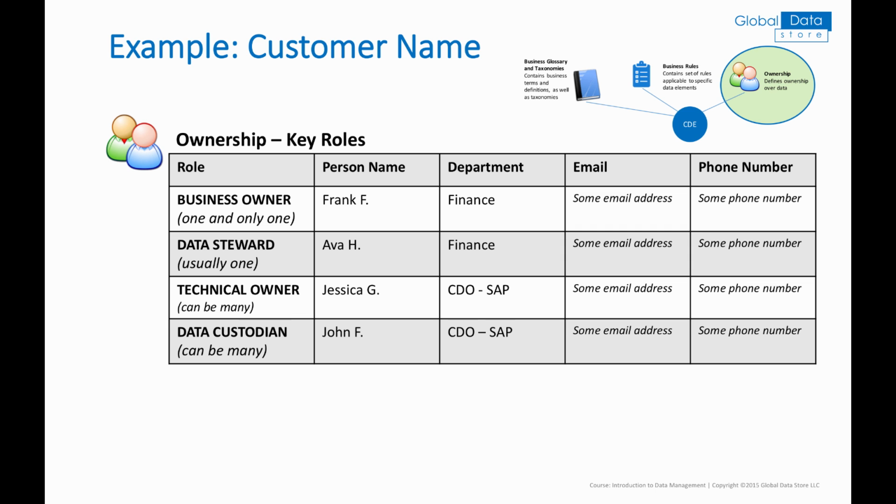Now, let's get back to our customer name CDE example. On the screen is shown customer name as a critical data element. We have assigned metadata roles to particular people from the organization. Along with their names, there is information about their position, as well as contact information. Contact information is important, so that anybody can reach out to them in case of need for specific information, or to submit requests related to the customer name CDE.